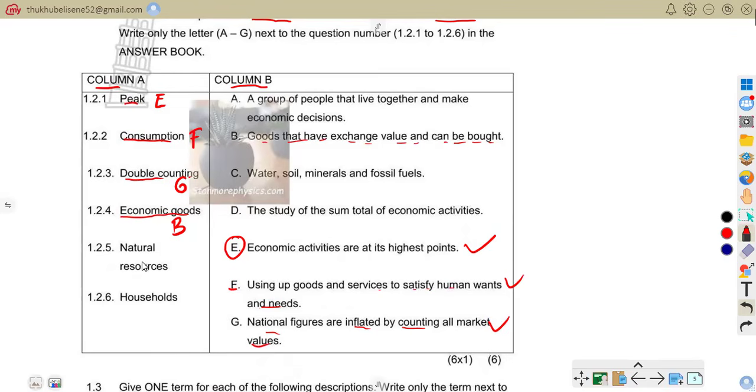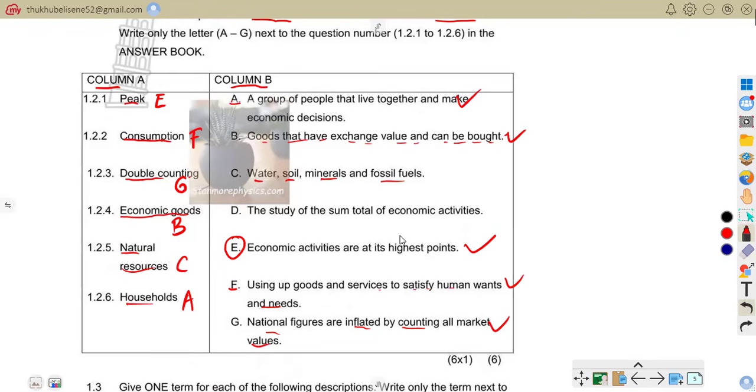Hope you're together. Now we come to natural resources. When you talk of natural resources, it's simple: you're going to talk about water, soil, minerals, fossil fuels. So the correct answer there is C. They are natural resources. Households. Now we are on households. Households are groups of people that live together and make economic decisions. So the correct answer there is A. This is a household.